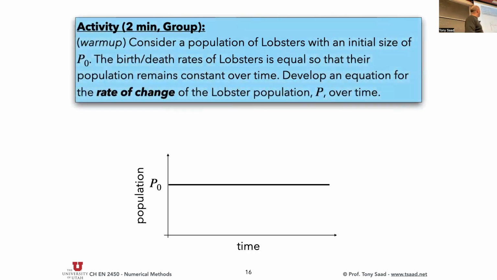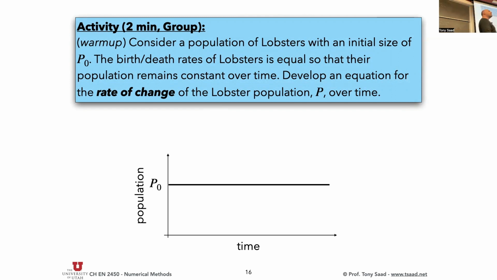Okay. As a warm-up, the first warm-up problem is: consider a population of lobsters with an initial size of P0. Assume that the birth and death rates are equal. So that population is not growing and not shrinking. Okay. So what is the differential equation that governs that population? In other words, what is the rate of change of that population with respect to time? 0, right? There's no change in that population. So dP by dt is equal to 0, right?